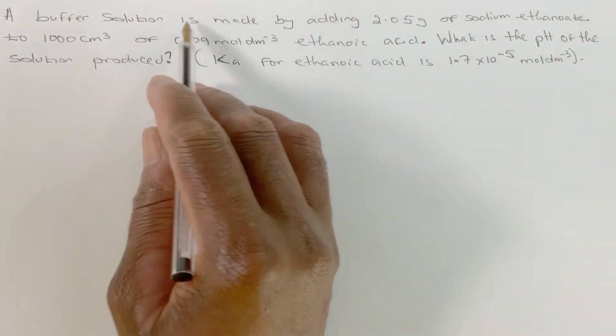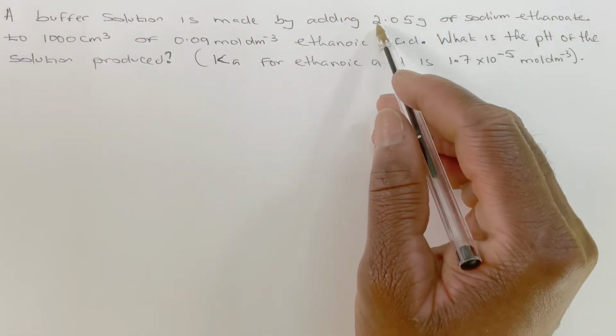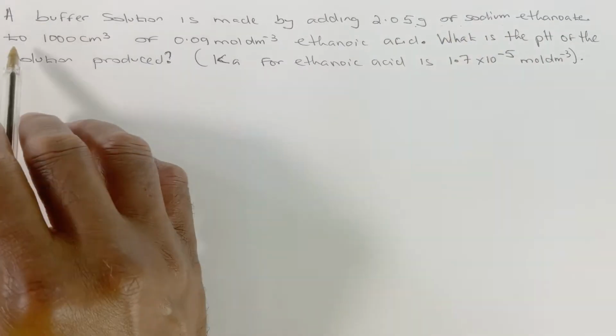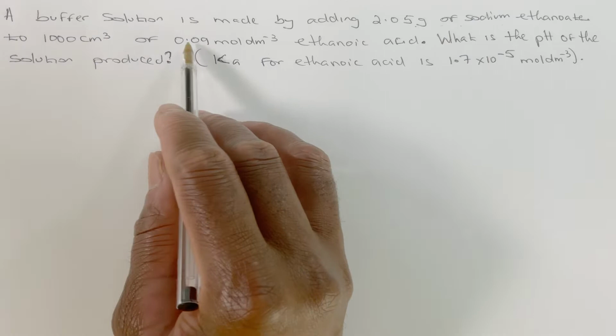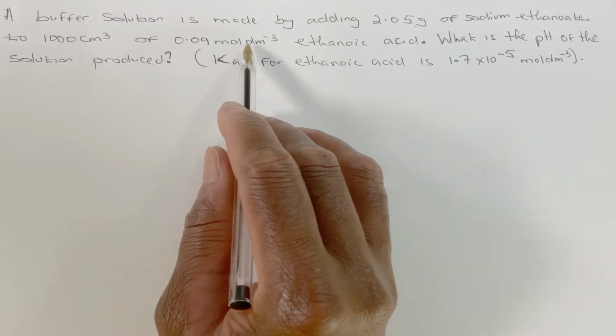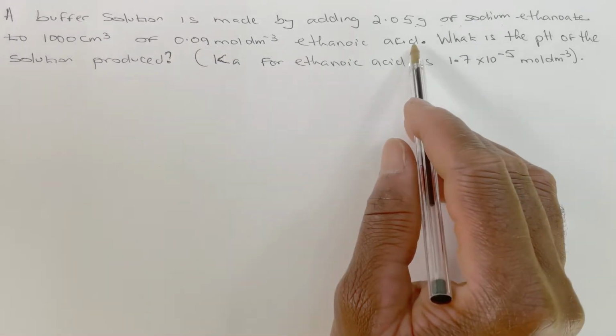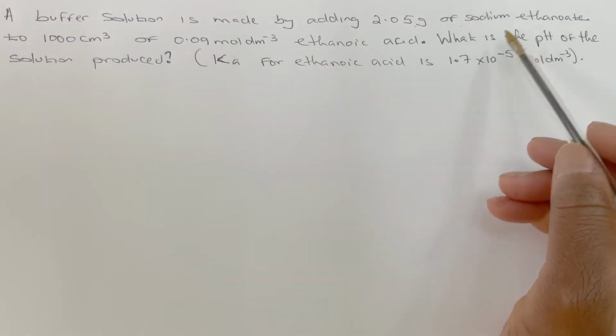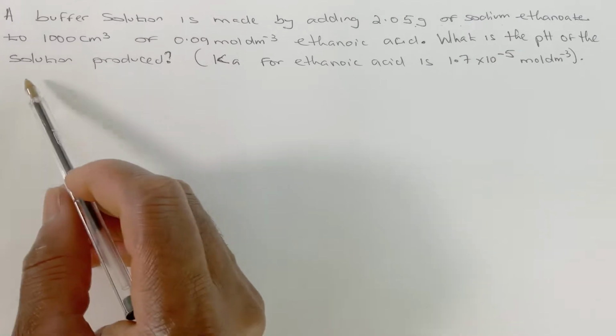A buffer solution is made by adding 2.05 grams of sodium ethanoate to 1000 cm³ of 0.09 mol per dm³ ethanoic acid. So you can see that's a weak acid and a strong base. What is the pH of the solution produced?